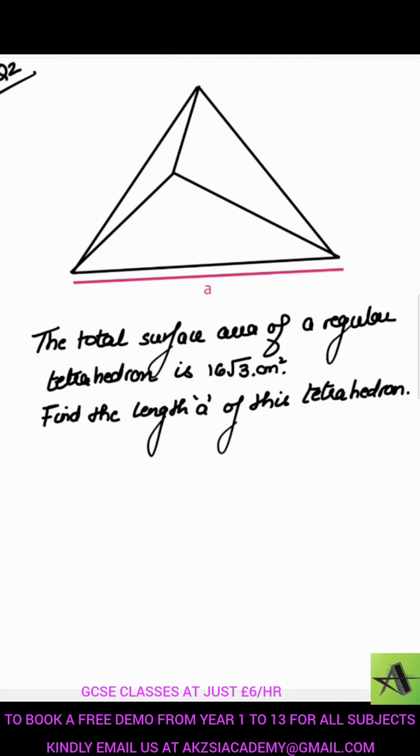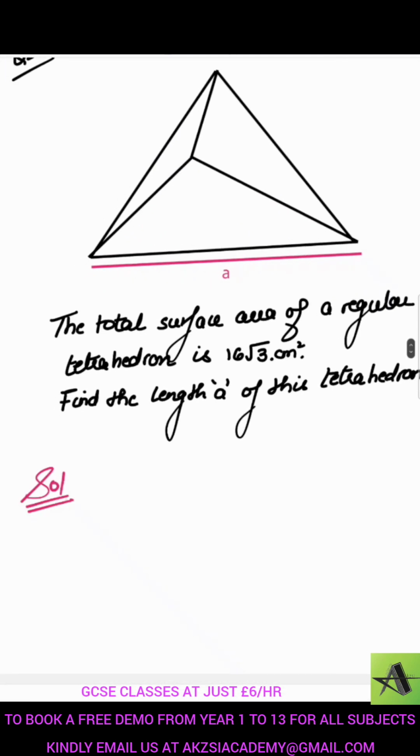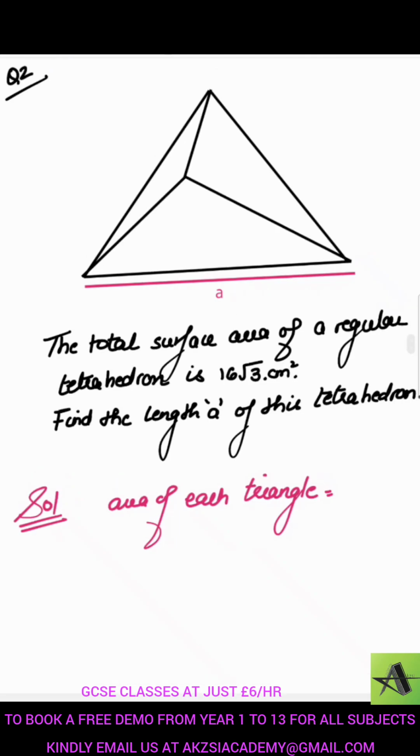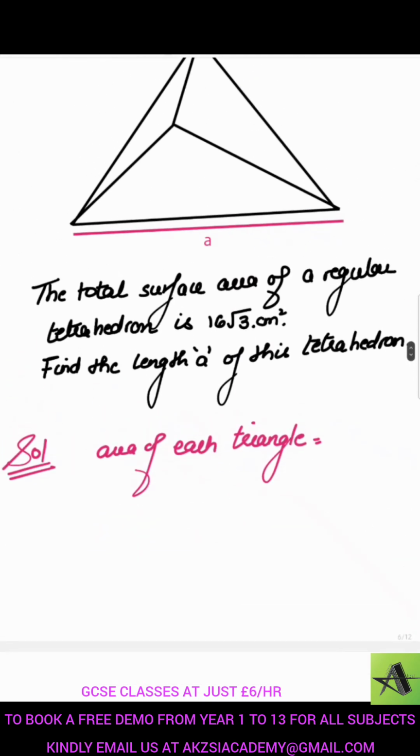So we have to calculate the area of each triangle. If you can calculate the area of just one triangle, you can easily calculate the area of the others. Just multiply by 4 and you'll get the total surface area. Now each side is equal, which means all the triangles are equilateral triangles. Let's see what these triangles are. These are equilateral triangles, which you have to understand.